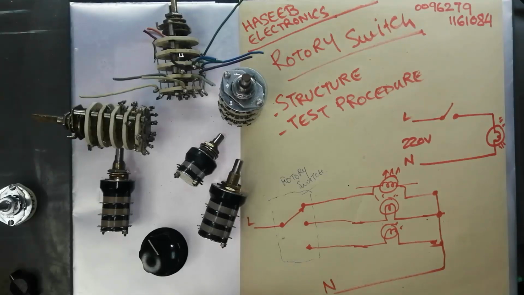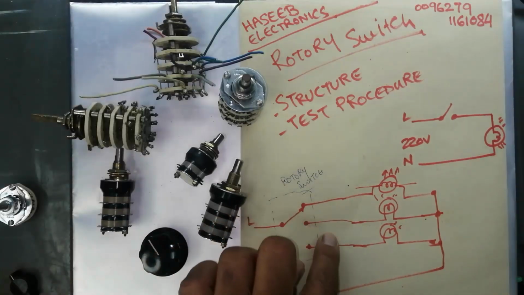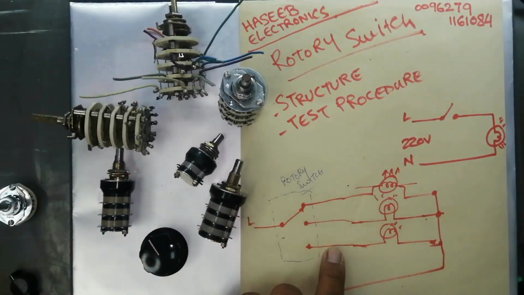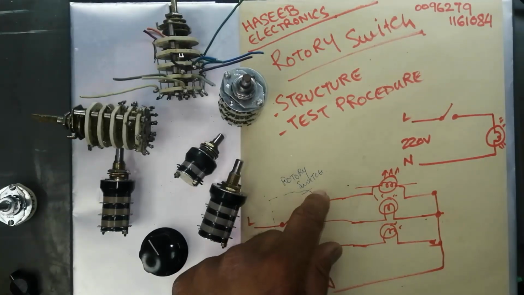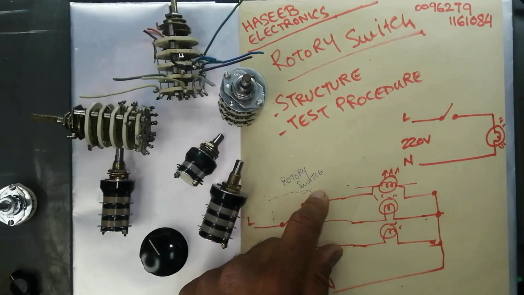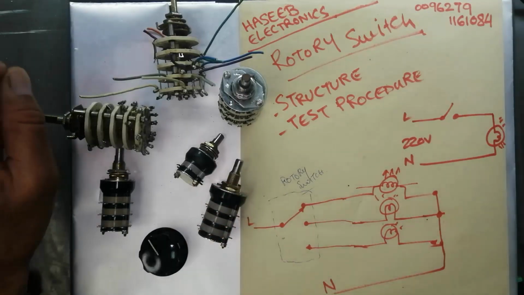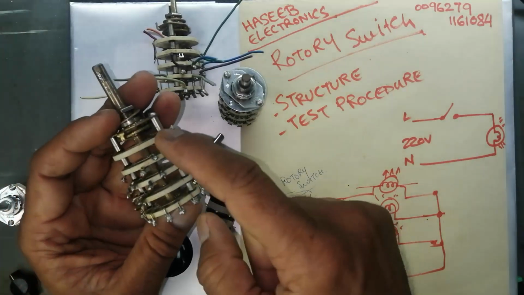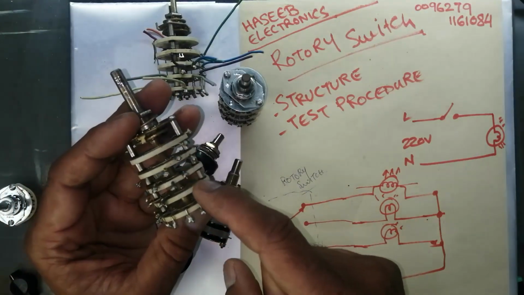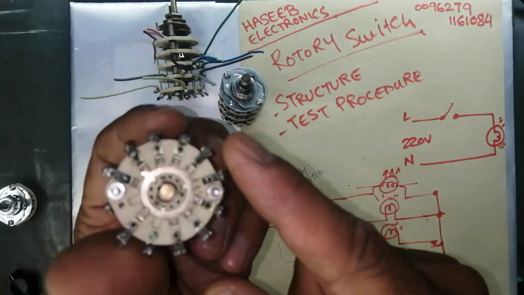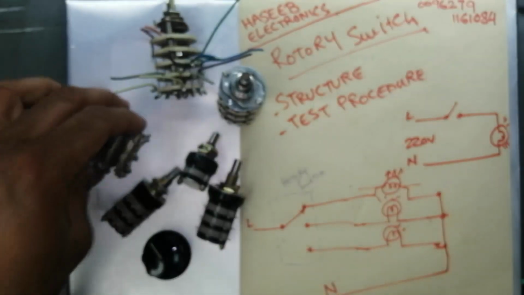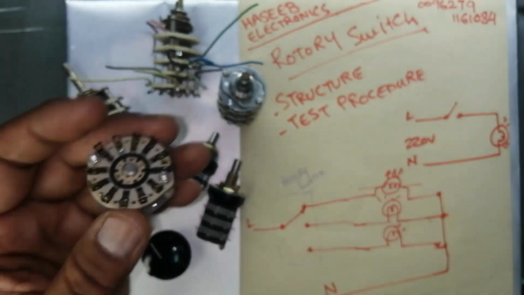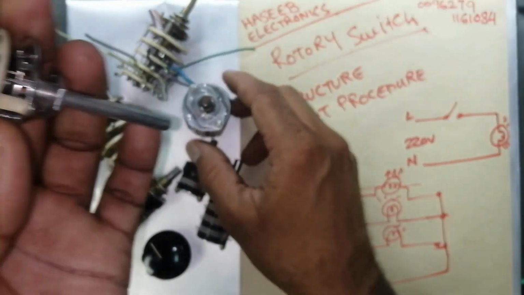Rotary switches are available in different sizes and different positions. These are called positions 1, 2, 3, and one line is common and 3 lines. There is a 3 position rotary switch, a 2 position rotary switch. Then there are stages: this is 1 stage, 2 stage, 3 stage, 4 stage, 5 stage. Every stage has a different combination. Now we will see the structure of a rotary switch.